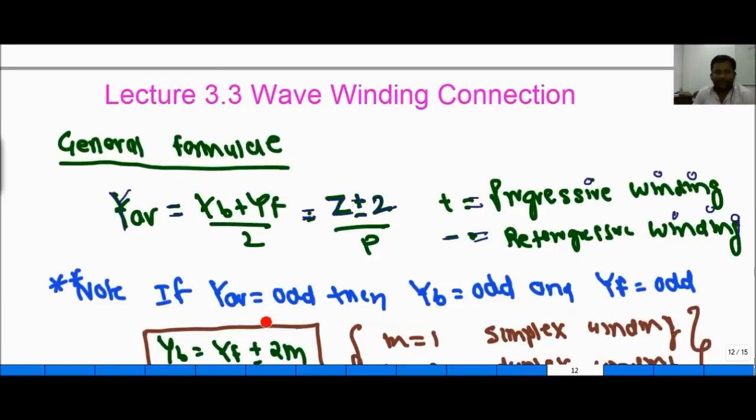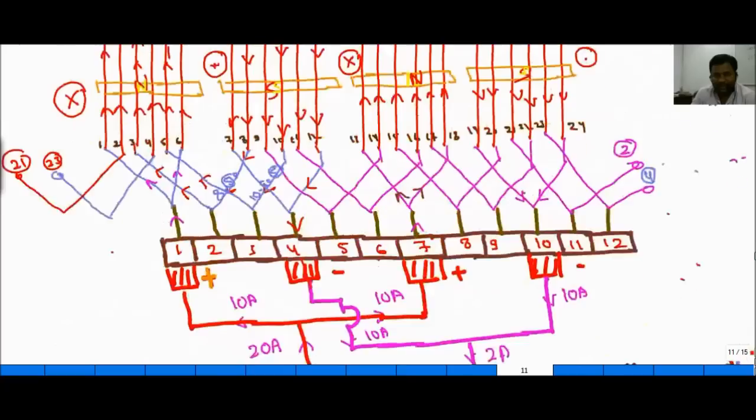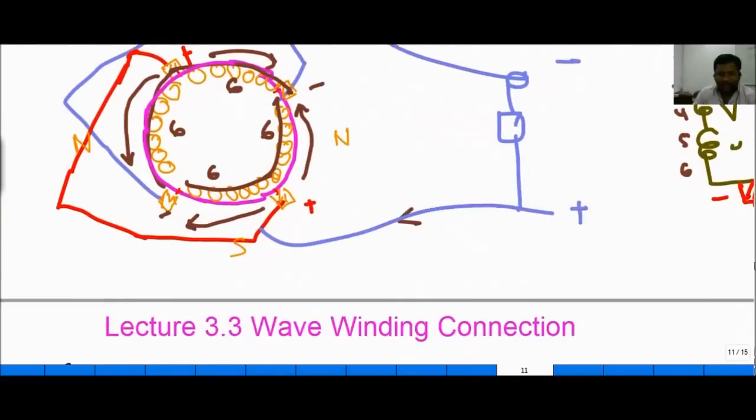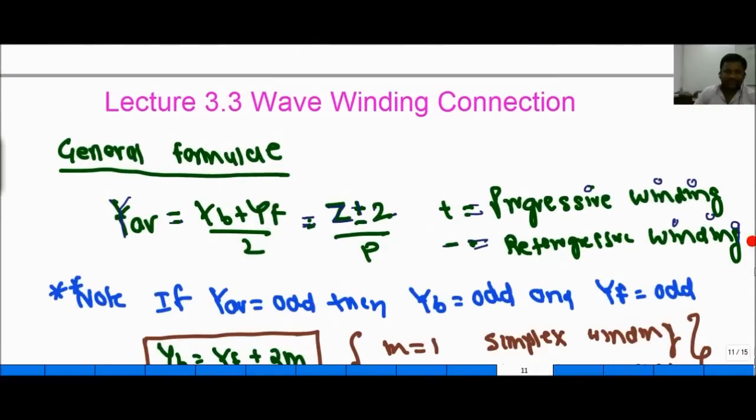In the previous class, we discussed lap winding. We analyzed it like this: this is the lap winding connection, where we can consider the lap shape. But now we are going to discuss the wave winding connection and the basic general formula for designing it.